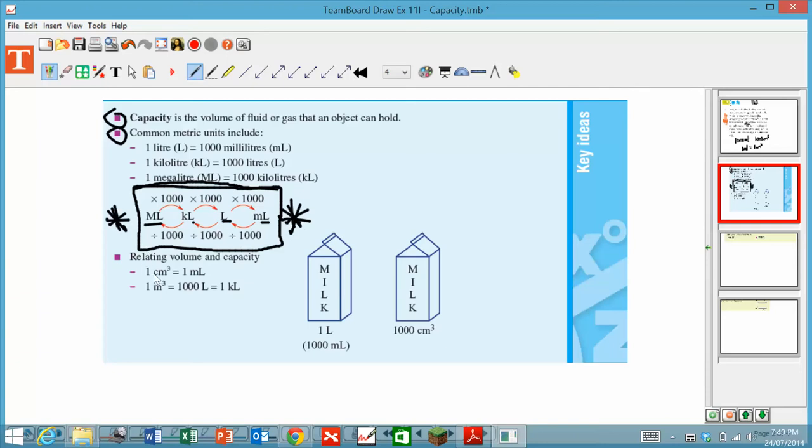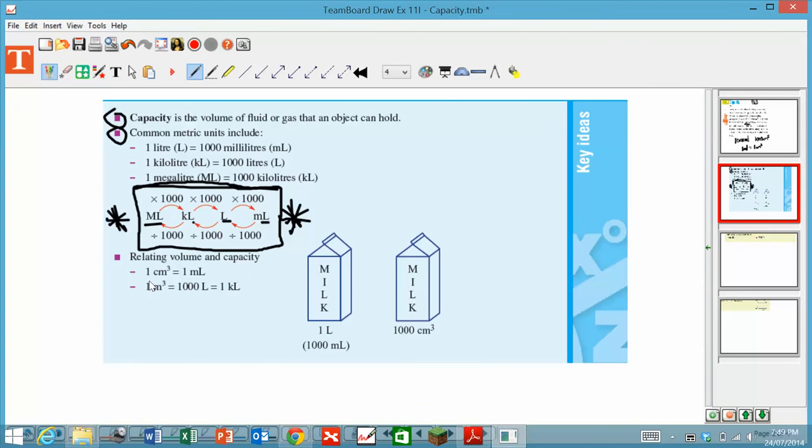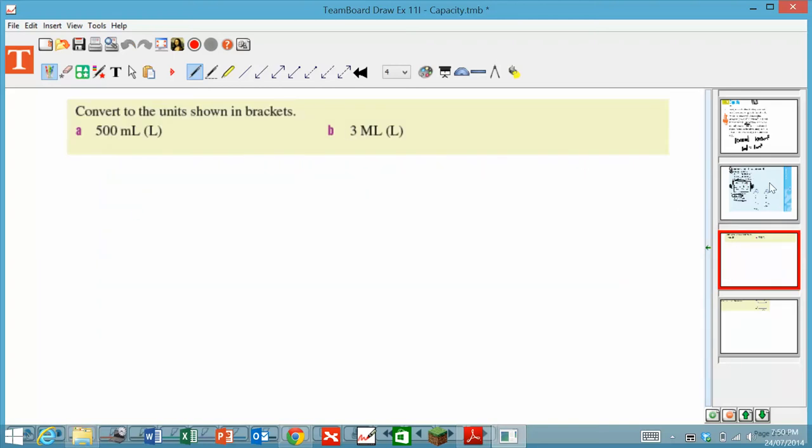As I said before, 1 cubic centimetre equals 1 millilitre. Also, 1 cubic metre equals 1,000 litres, and 1,000 litres is also 1 kilolitre. If you can get this one in particular, 1 cubic centimetre equals 1 millilitre, so every mil is 1 cubic centimetre, that is really handy. Let's get to some examples, because that's the main information you need to know.